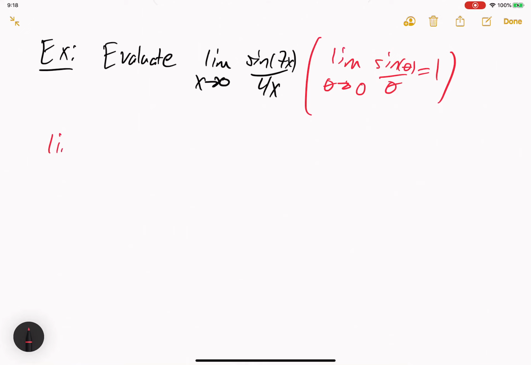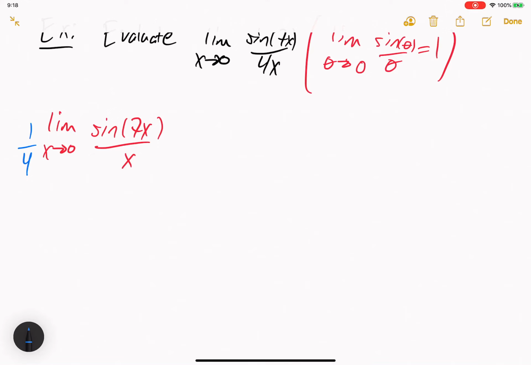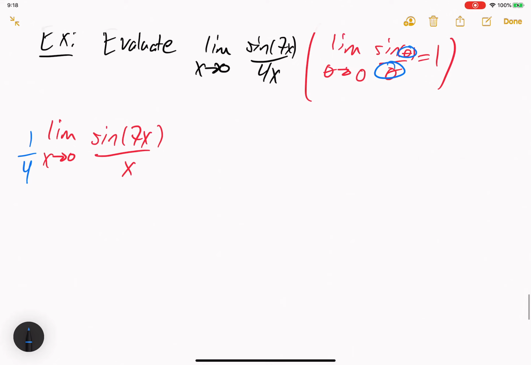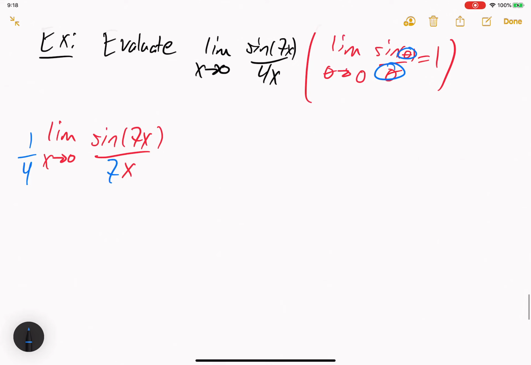So let's do the limit as x goes to 0 of sine of 7x divided by 4x. So this 4 right here, we can just take it out and do 1 over 4 instead. And then, again, we want to use the limit, but we need whatever is inside the sine to also be on the bottom. So let's just say we put that 7 there.